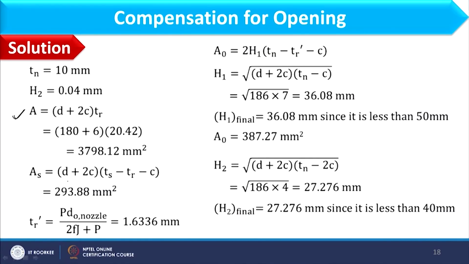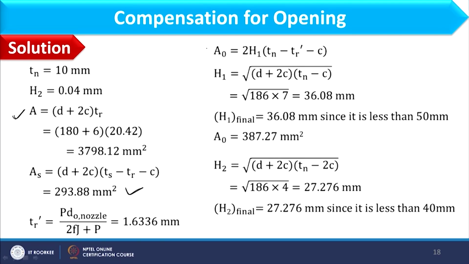Then we will calculate how much area I have as area of additional material. For that, I have to compute AS as well as AN. AS is basically the area of additional material in the shell, and AN is the area of additional material in the nozzle. So, let us start the calculation of AS. The expression of AS is equal to d plus 2c into Ts minus Tr minus C. Putting all these values, we can have AS as 293.88 mm square.